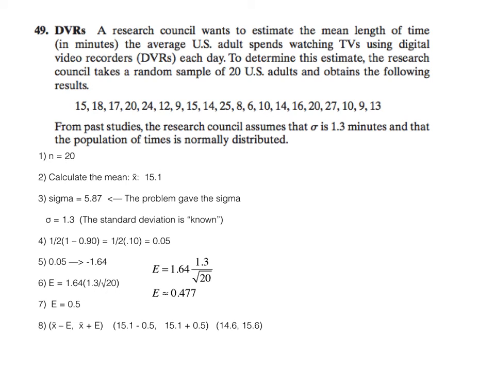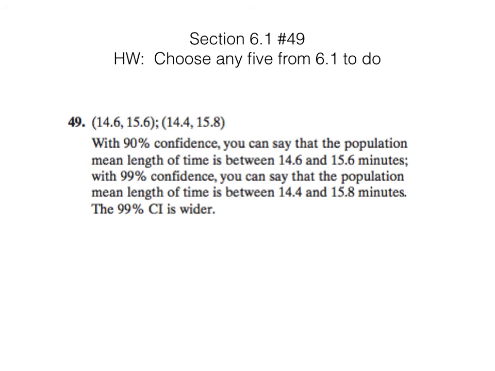Then, of course, I'd love to check my answers in the back of the book and make sure that this is legit. So I'm looking at my numbers, 14.6 and 15.6. And the back of the book definitely confirms that this is correct. With 90% confidence, you can say that the population mean length of time is between 14.6 and 15.6 minutes.